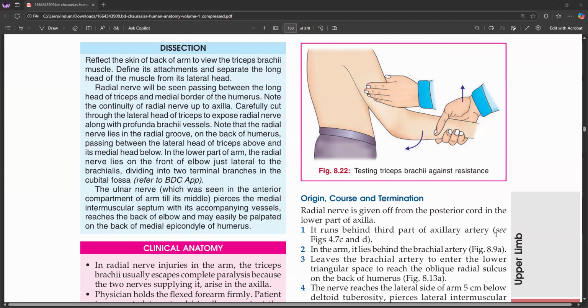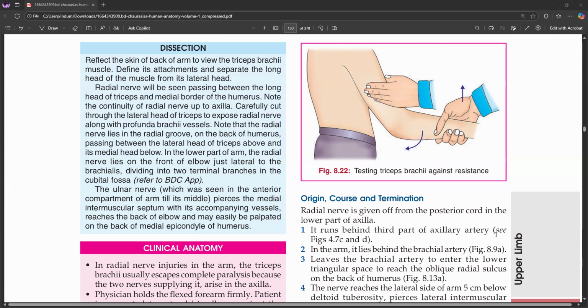Radial nerve will be seen passing between the long head of triceps and medial border of the humerus. Note the continuity of radial nerve up to axilla. Carefully cut through the lateral head of triceps to expose radial nerve along with profunda brachii vessels. Note that the radial nerve lies in the radial groove on the back of humerus, passing between the lateral head of triceps above and its medial head below. In the lower part of arm, the radial nerve lies on the front of elbow just lateral to the brachialis, dividing into two terminal branches in the cubital fossa.